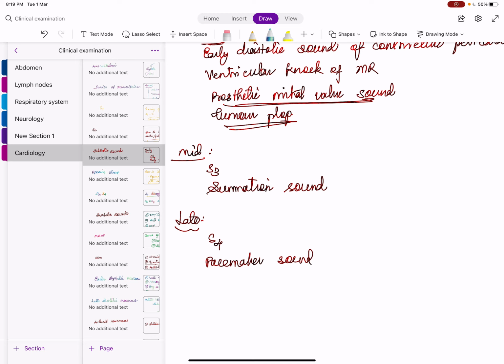Just one additional point, S2 occurs at the end of T wave. Because you know very well, TP segment is the diastole in ECG. So S2 marks the beginning of diastole. So if you are not able to clinically localize, you can do an ECG and say if the T wave ends, it is S2.